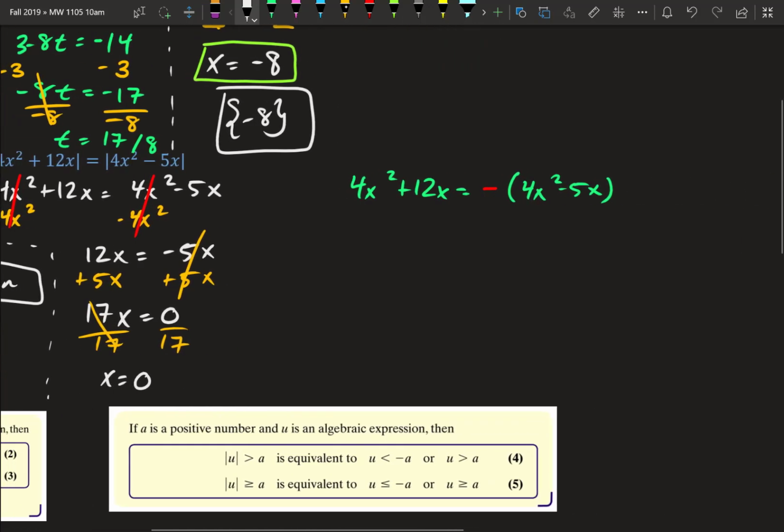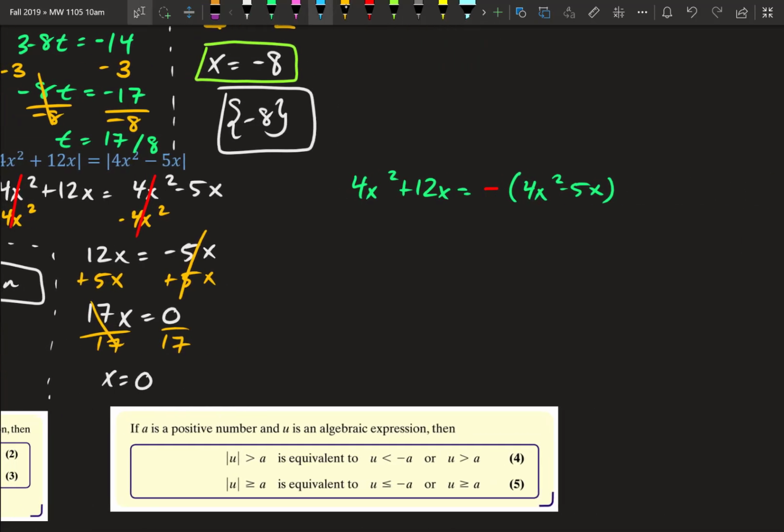Now let's do our right side, the green one. First things first, we need to go ahead and distribute this negative value. So we have 4x squared plus 12x equals negative 4x squared plus 5x. And you see how we have something in here that's squared? And that's the highest exponent.